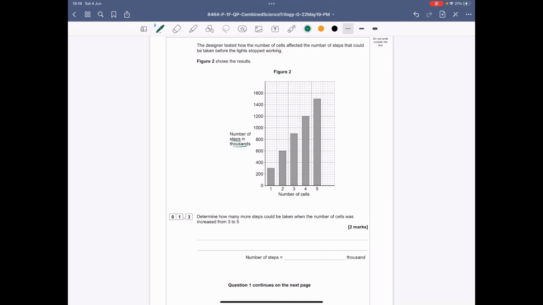The designer tested how the number of cells affected the number of steps that could be taken before the light stopped working. Figure 2 shows the results. So you've got the number of cells that are in the shoe at the bottom, and you've got the number of steps in thousands. Determine how many more steps could be taken when the number of cells was increased from 3 to 5. Well, at 3, if we read off the graph, it's 900. At 5, if we read off the graph, it's 1500. So therefore the difference would just be 1500 minus 900 equals 600,000 steps.